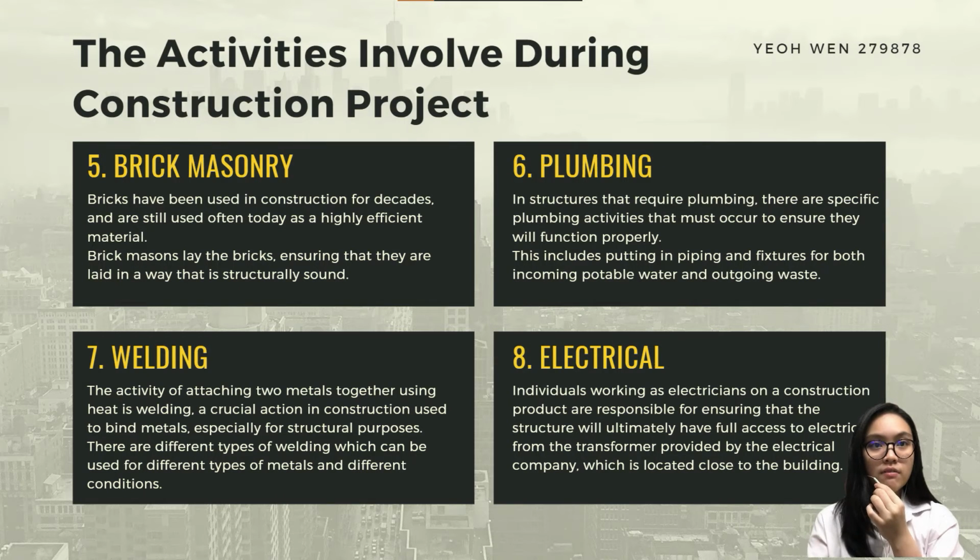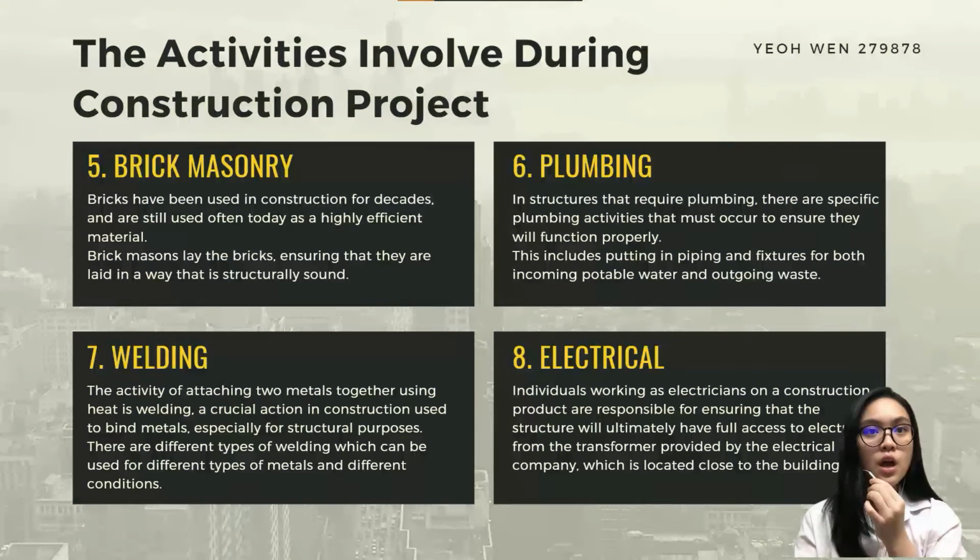Electrical. Individuals working as electricians on a construction project are responsible for ensuring that the structure will ultimately have full access to the electricity from the transformer provided by the electrical company, which is located close to the building. There are several steps that go into the installation of electricity in the build, including temporary electrical needs, a rough installation, and finally a real installation which will be used.